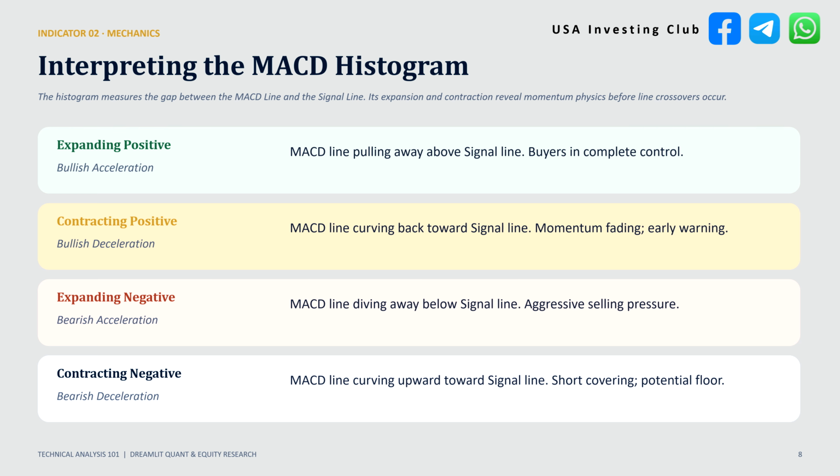And contracting negative is bearish deceleration. The MACD line is curving back upward toward the signal line from below, often a sign of short covering and a potential emerging floor. Train your eye to read these 4 states directly off the histogram bars, because by the time a full crossover happens, you've usually already missed the earliest and most useful part of the signal.